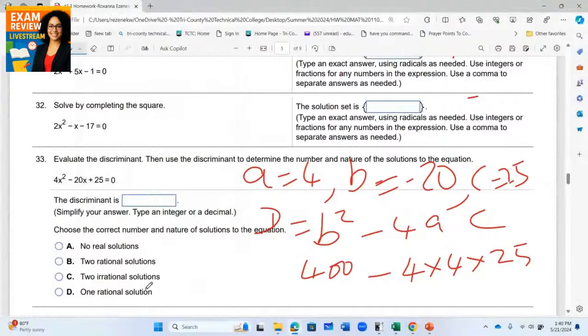One solution. One rational solution. One solution. That's it. Okay.